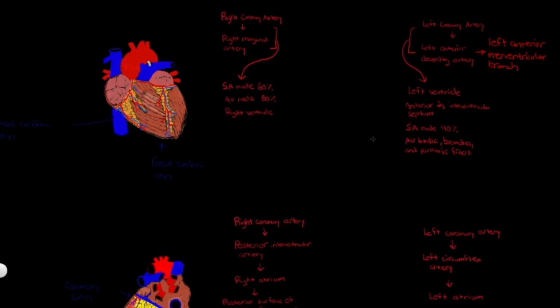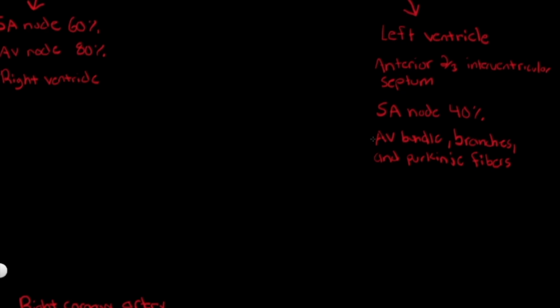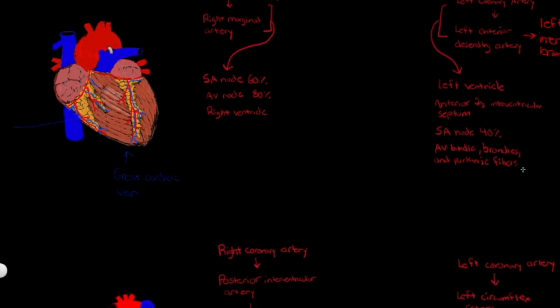And again, when we're talking about dominance of the heart, if the posterior interventricular artery arises from the left coronary artery, then within these people, it roughly supplies the SA node in about 40% of people, and it also will supply the AV bundle branches and the Purkinje fibers. Again, these are all cardiac conduction fibers, and we're going to talk about that in my next video, talking about the cardiac conduction of the heart.